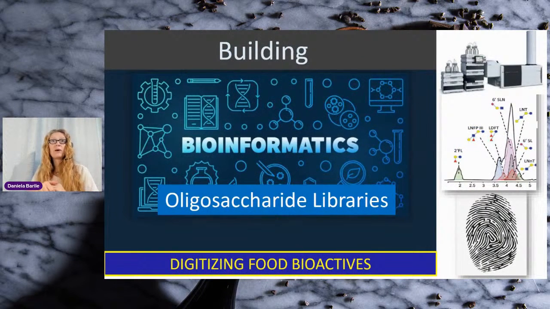We do that by using tools like mass spectrometry. You can see one example in the top right of the slides. And then we create bioinformatics oligosaccharide libraries, which is like digitizing food bioactives, because we are creating the fingerprint of each food. And it doesn't look like a fingerprint. It looks like that series of colored peaks that you see in the slides, which say this particular food contains all of these oligosaccharides in this concentration.